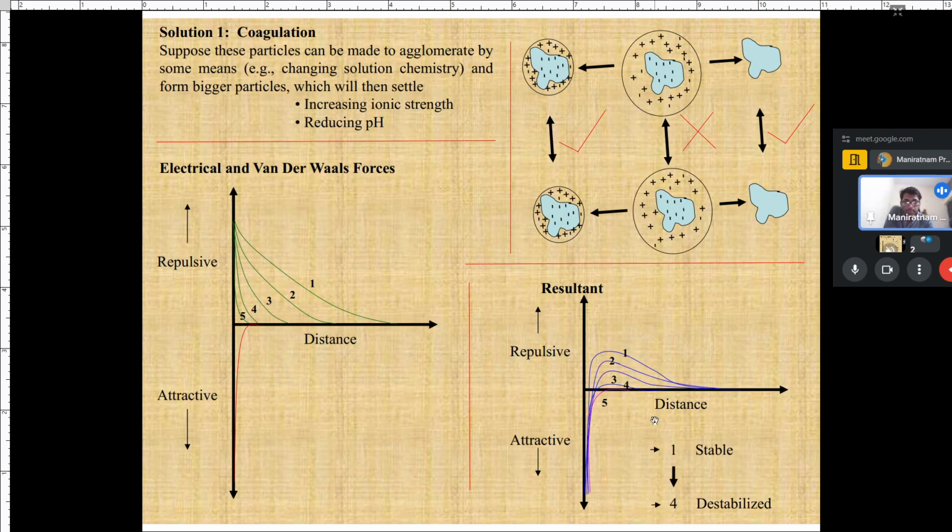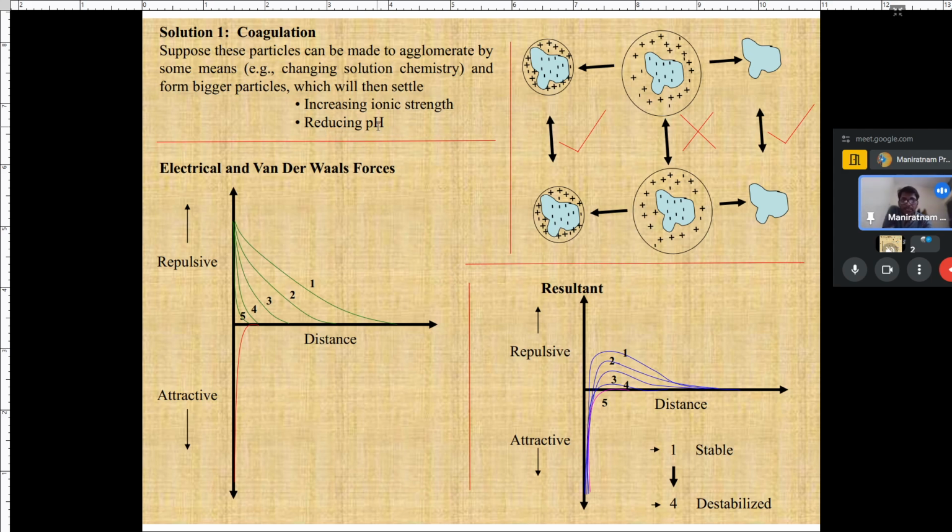Initially the particle was very stable. When I talk about stability, I mean the colloid was not going anywhere, it was just there in the system, and my main target was to make it settle down. How can I make it settle down? By destabilizing it, by some means, either by increasing the ionic strength of the system, or by increasing or reducing the pH of the system.